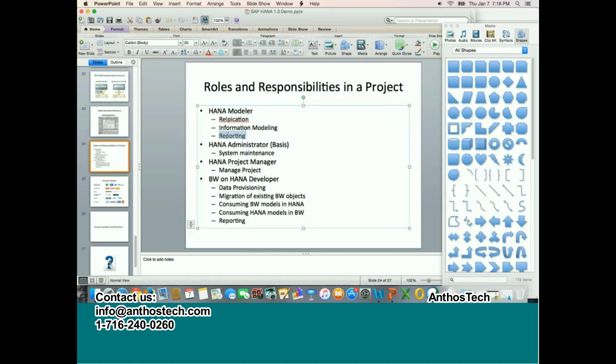But in all these cases there are complexities. The modelers are required. Developers are required. Functional people are required. Everyone is required. But purely from a HANA perspective, these are the roles: HANA modeling, HANA migration consultants, project managers, I don't want to go into detail on what project management is, and administrators, which is basis. So that's pretty much the broad range of roles that you are looking at.